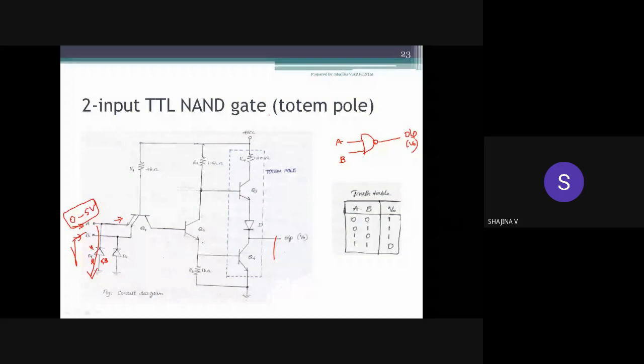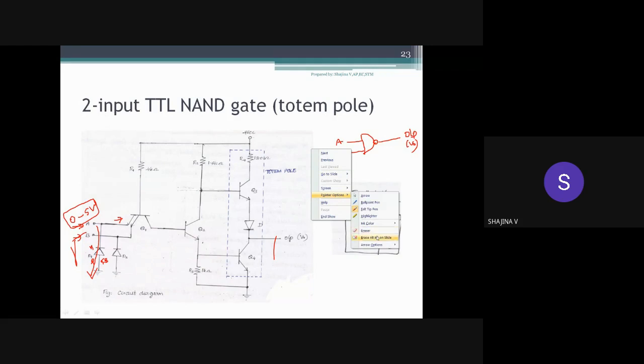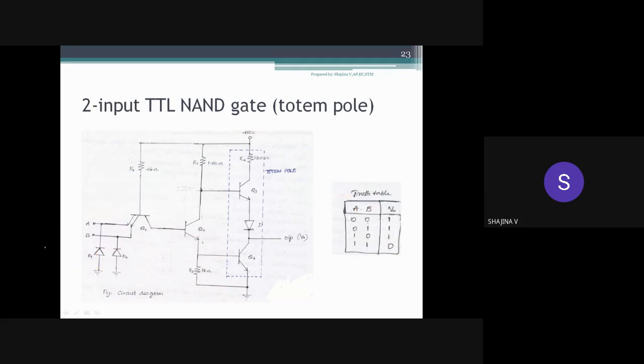And next we have this collector of Q1 connected to the base of Q2. Okay. And from the emitter terminal of Q2, the base of Q4, and this Q4 and Q3 are arranged in totem pole configuration. This arrangement is called totem pole connection. Okay, between the emitter of Q3 and collector of Q4 there is a diode such that they will not turn on simultaneously.